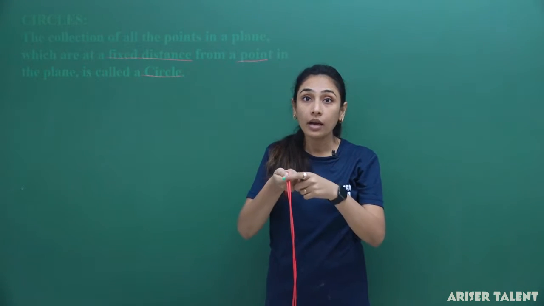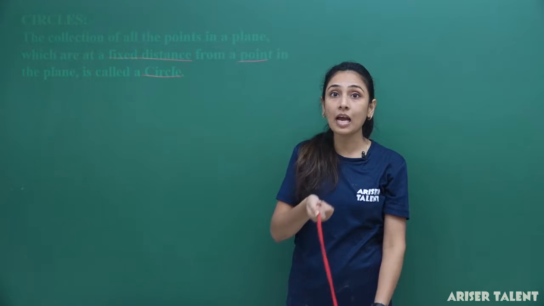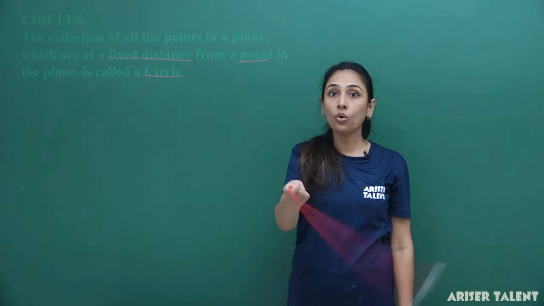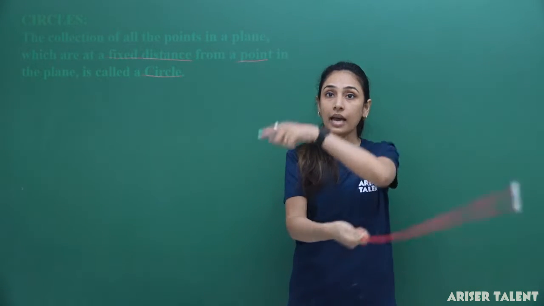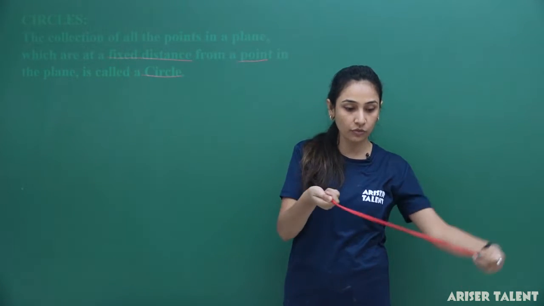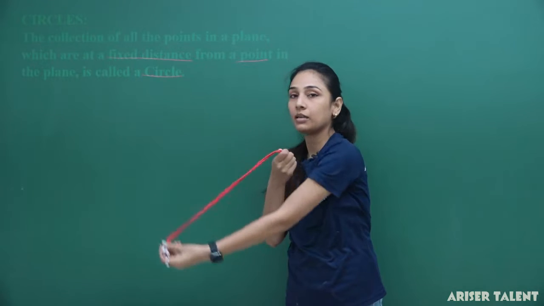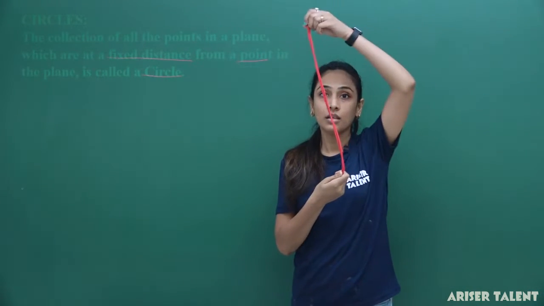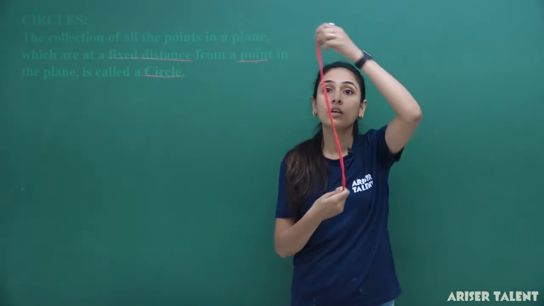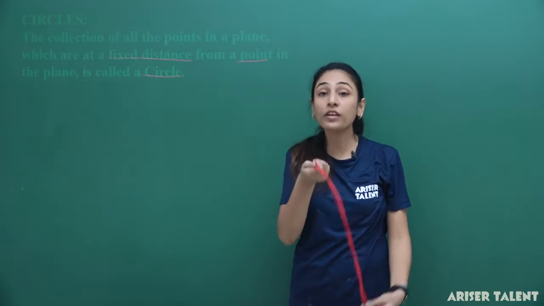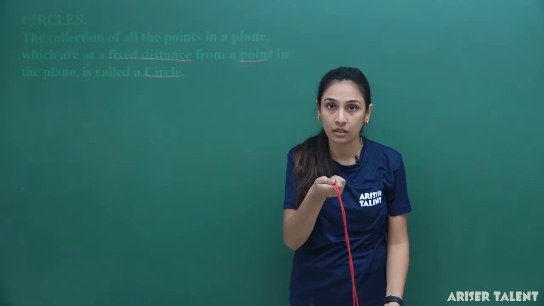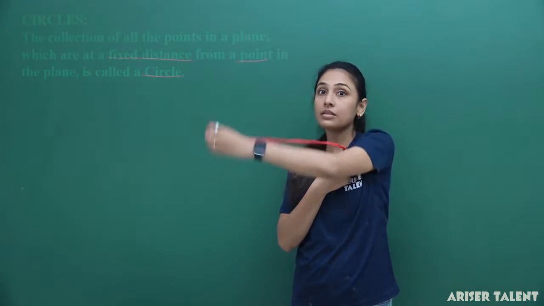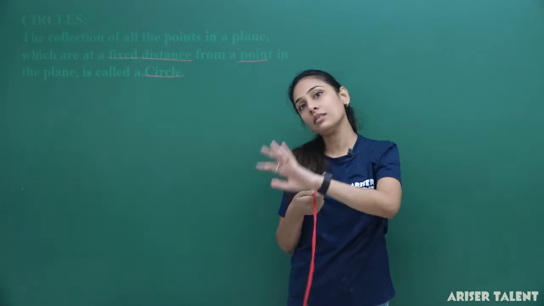From this point, at this fixed distance, I am rotating it, and here you can see a circle. Whenever it goes from right here to there and comes back from here to here, this complete path is what? Your circle. And this fixed point is the center of the circle, and the periphery is known as the circumference of the circle.